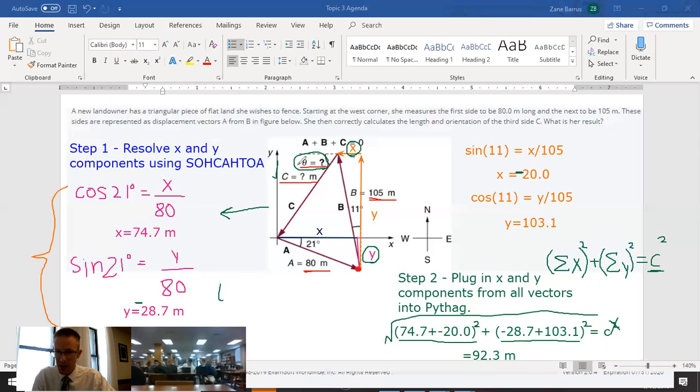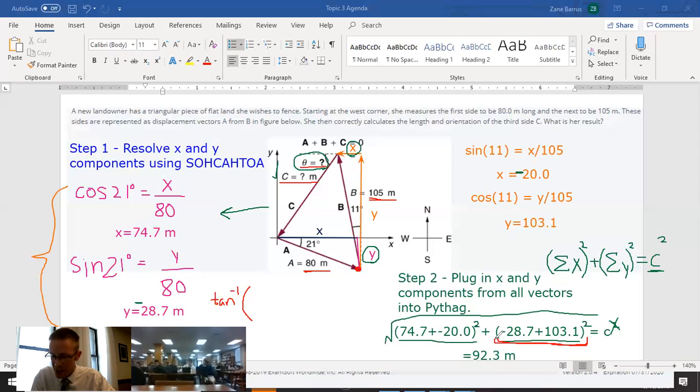So, and let me do this in a different color just so we can separate our work out. We'll do this in red. So we're going to do the inverse tan. So tan with a little -1 on top. And we're going to do our y component over our x component. Okay? So our y component is written right here.